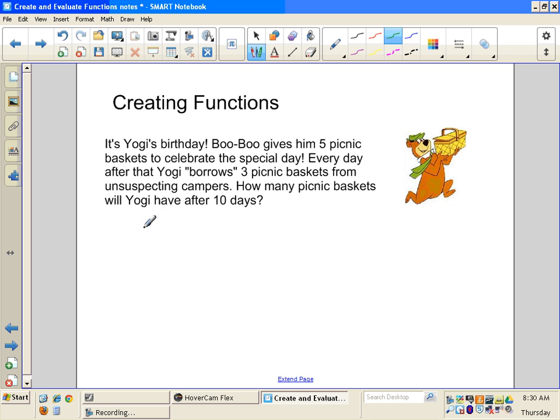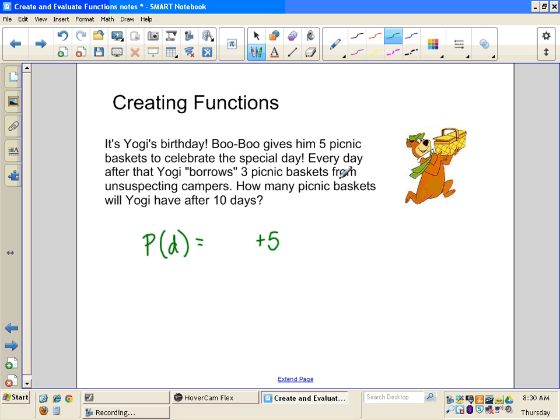Well, the first thing to do is to create your function equation. So I might do P of B, picnic baskets, if we're putting in the number of baskets as our input. Oh, actually, I'm sorry. The number of days is our input. Excuse me. I should use D here. So picnic baskets after a certain number of days. Sorry about that. And if you've got 5 to start out, that's sort of like what we're adding on at the end. Our starting value is 5.